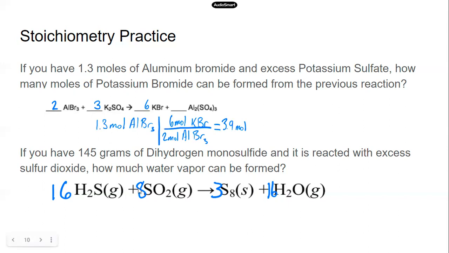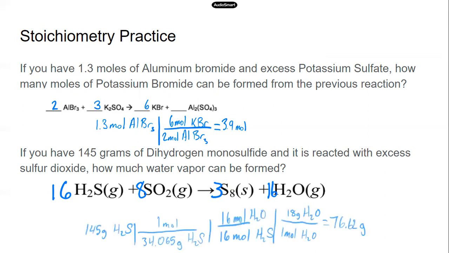And then on this next one, 145 grams of dihydrogen monosulfide is reacted with excess sulfur dioxide. How much water vapor can be formed from this particular reaction? So we're just going to do 145 grams, which is what we're given. And then we use our molar mass of dihydrogen monosulfide, and that is 1 mole is going to be 34.065 grams.